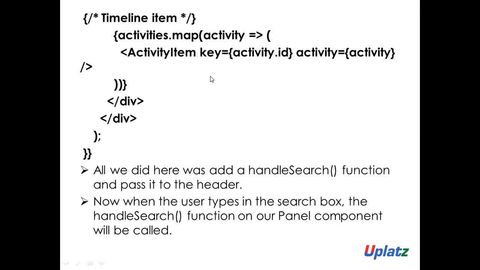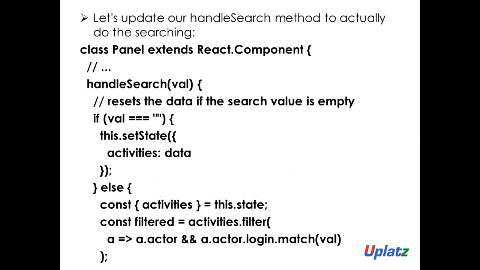I'm generating a unique key and appending my values through that. So we add a handle search function and pass that to the header. Now when the user types in the search box, the handle search function on our panel component will get called. So let's update our handle search method to actually do the searching.